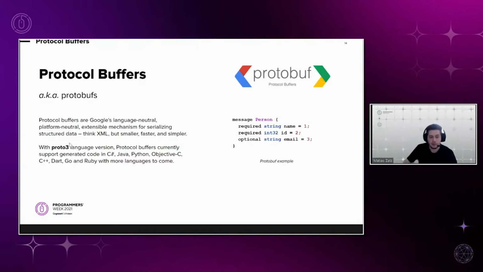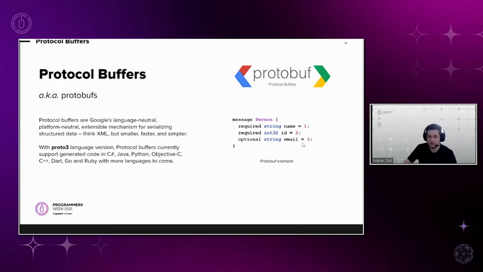And with the latest Proto 3 language version, the versions are Proto 2 and Proto 3, and Proto 2 is no longer used, I think. But with the latest version of this language, protocol buffers support generating code in C#, Java, Python, Objective-C, and a couple more languages. This makes it pretty simple to implement, okay? Because one of the things that protocol buffers have is that they support code generation, and we're going to see it right now. This is an example of Protobuf, how it looks.